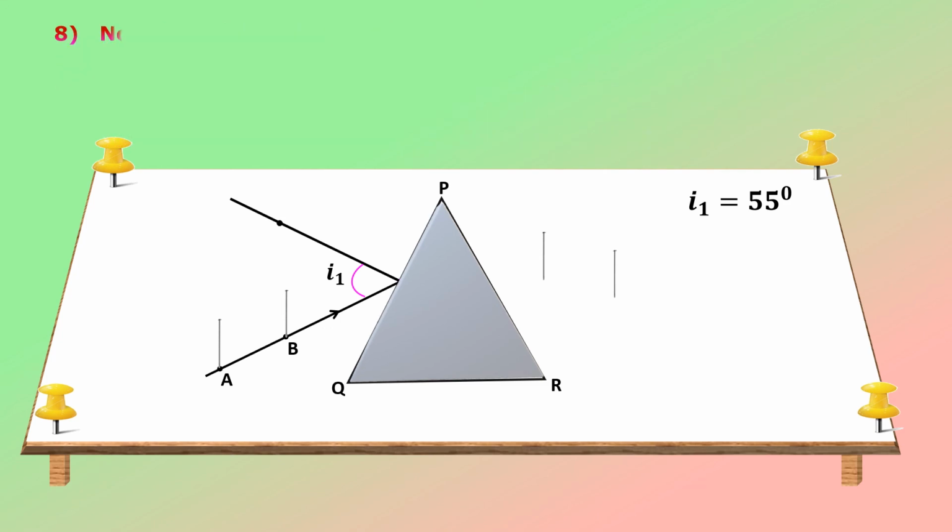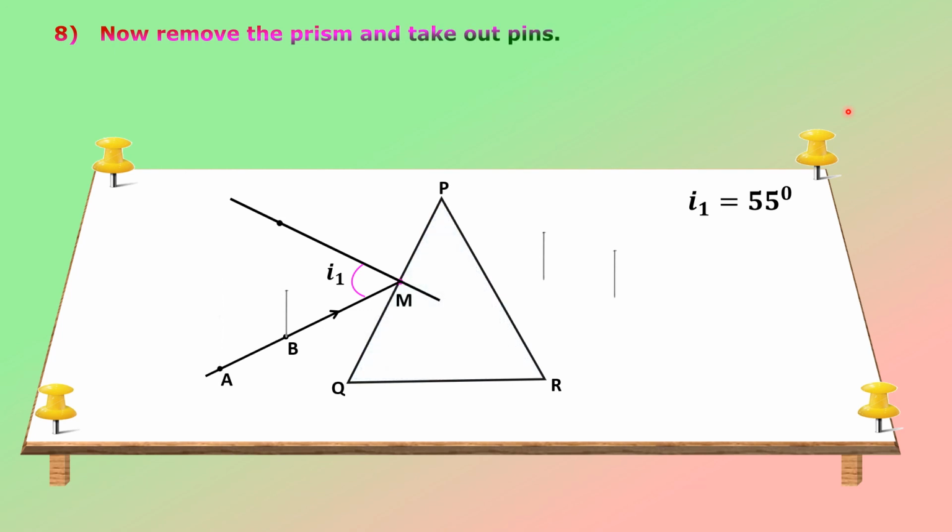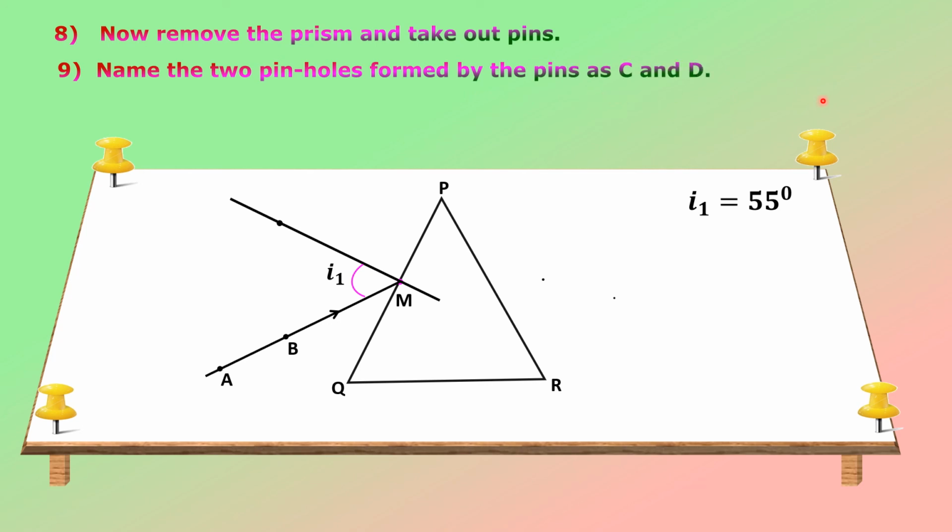Now remove the prism and take out pins. If we take out these two pins, they leave some marks on the paper. They are called pinholes. Let us name them as C and D. Name the two pinholes formed by the pins as C and here D.